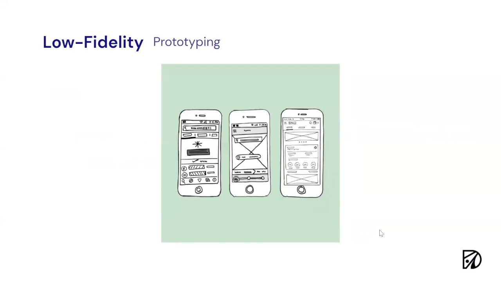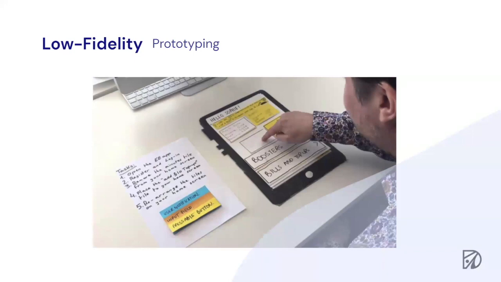So this is an example of a low fidelity prototype. You can see it's just a rough sketch of some phone screens. There's more of it on paper, and then you can see there are specific tasks that explain what each part is supposed to do.